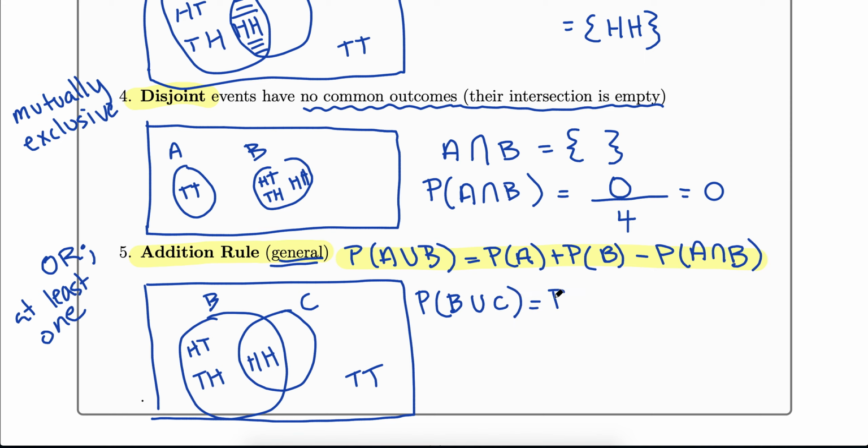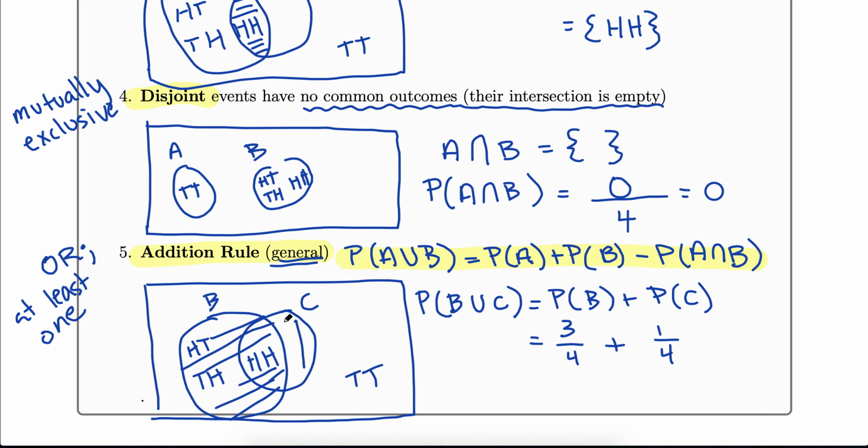The rule says to start by adding those probabilities together. So probability of B plus probability of C. So probability of B was 3 out of 4. I have 3 out of my 4 outcomes in event B. C, I've got 1 out of my 4 outcomes in C. If you think about the picture and what we've added, this entire circle of B together, and then I've also added this entire circle for C together.